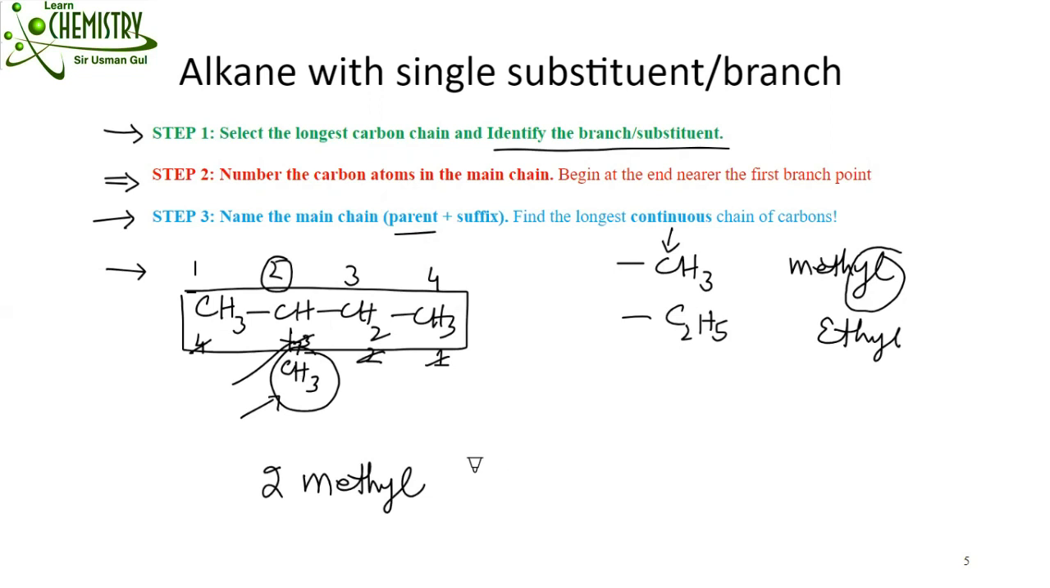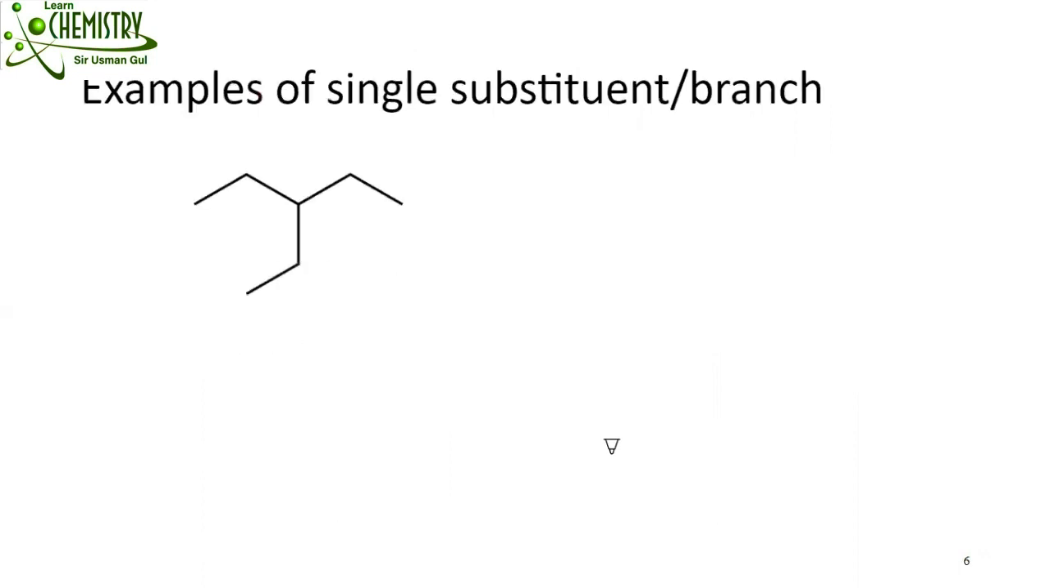How many carbons are there? 4. So 4 carbon I will write but, and the suffix, as it is an alkane, will be ane. Now you got my point. Let me show you another example. Let's suppose we have another example.